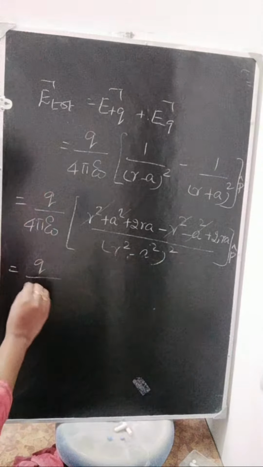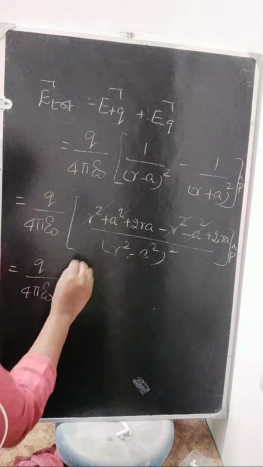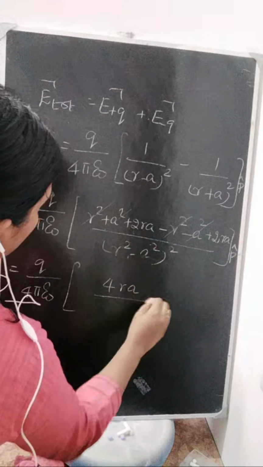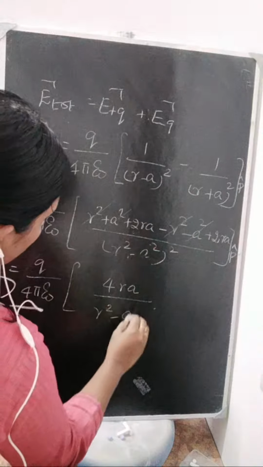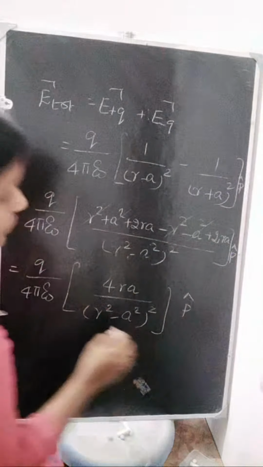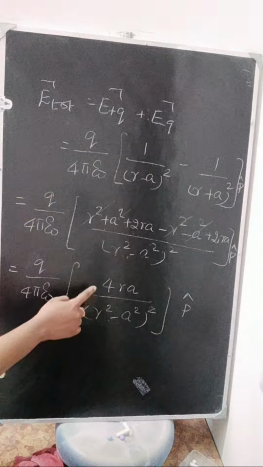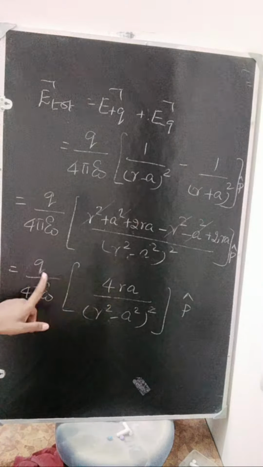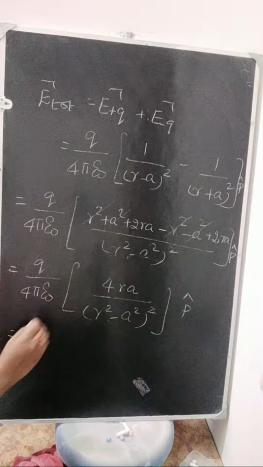Q divided by 4 pi epsilon naught into 2ra, which gives you 4ra divided by r square minus a square the whole square into p cap. Okay, so divide these also. 4ra we are having; as we want it in terms of 2qa, because we know that 2qa is equivalent to the dipole moment p vector value, and here we are having 4. Take q inside. What you will get?